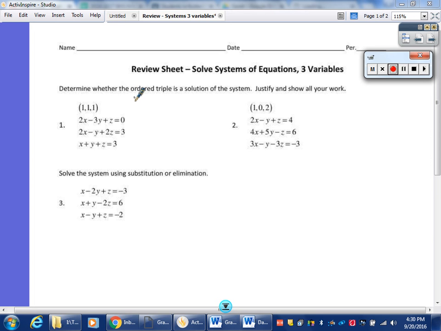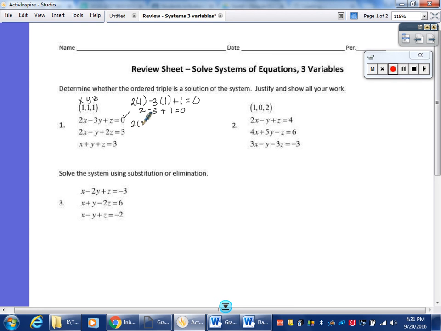So for the first problem, this is 2 times 1 minus 3 times 1 plus 1 is equal to 0. I plugged the first one in for x, the second one in for y, and the third one in for z. When I do the math on this, this is 2 minus 3 plus 1. 2 minus 3 is negative 1 plus 1 is in fact 0. So that solution works for this equation right here. We have to check it in the other two equations as well to make sure it works for both of them. So I'm going to plug it into the second.